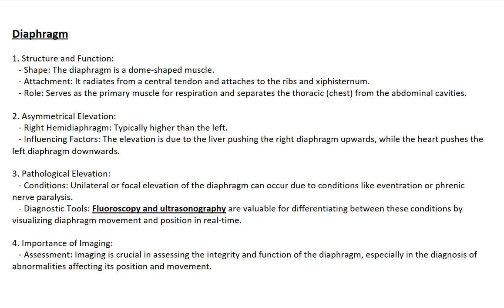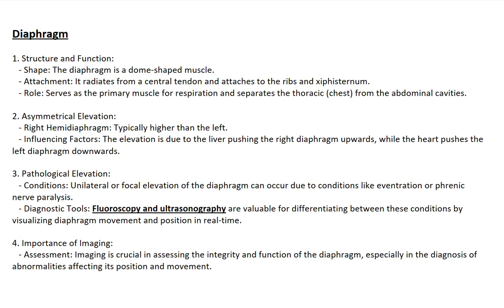Point-wise description of the diaphragm. 1. Structure and function. Shape: the diaphragm is a dome-shaped muscle. Attachment: it radiates from a central tendon and attaches to the ribs and xiphisternum. Role: serves as the primary muscle for respiration and separates the thoracic and abdominal cavities.